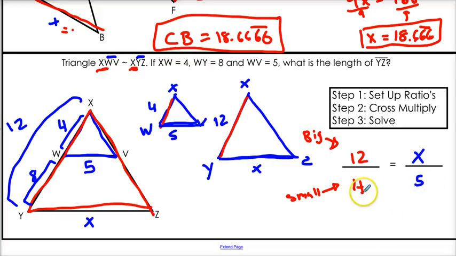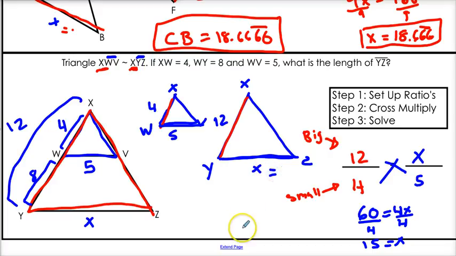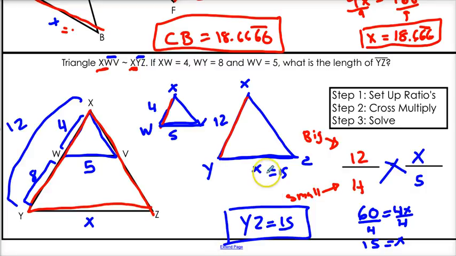Now we just cross multiply to solve. 12 times 5 is 60. 4 times X is 4X. To solve this, we just divide both sides by 4, and we get X is equal to 15. So if it asks us what YZ is, that is 15. YZ is equal to 15. Bing, bang, boom.